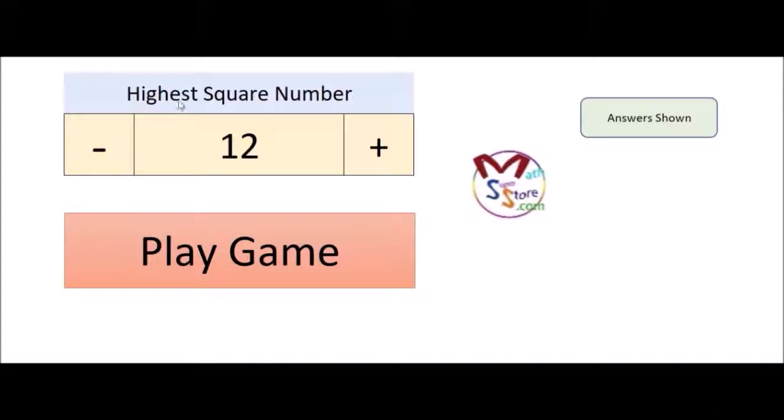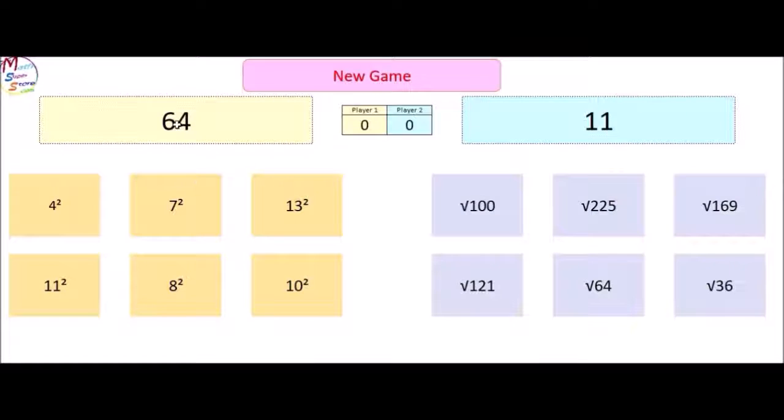The Squares and Square Roots game from MathSuperStore.com. You can change the highest square number from 5 all the way up to 25. We'll play at 12. You can choose to toggle between answers shown or the question shown or mixed. The answer shown, it shows the answer and you have to figure out which question makes that answer. Okay, there's two players, player one, player two, and they both work together at the same time. Both sides of the board work independently of each other. So choose 8 squared and we get a point.